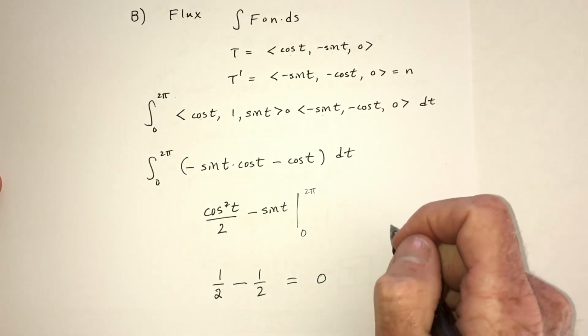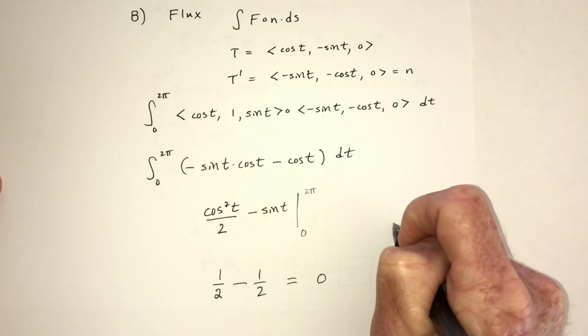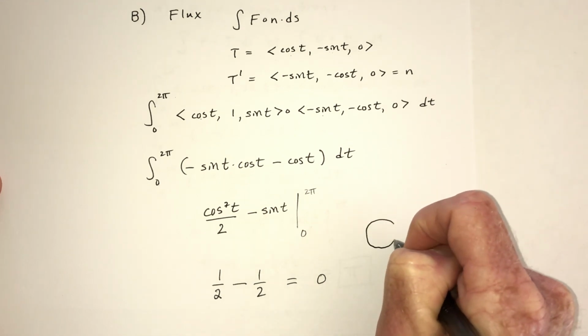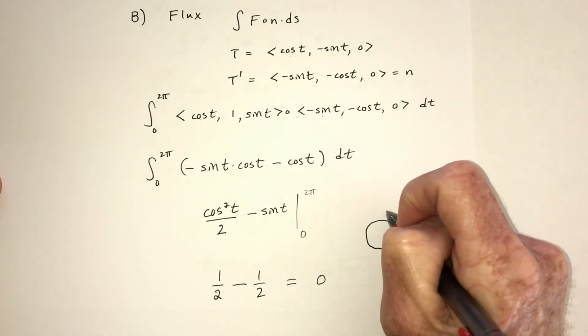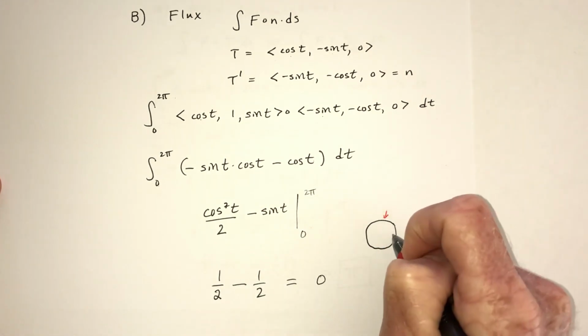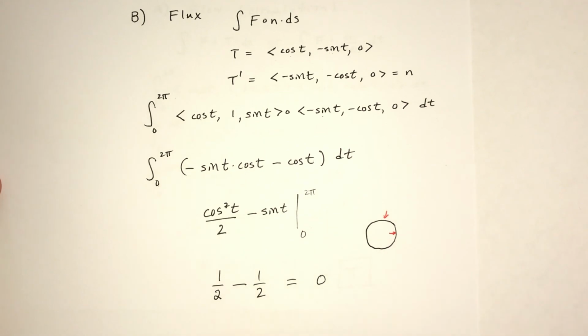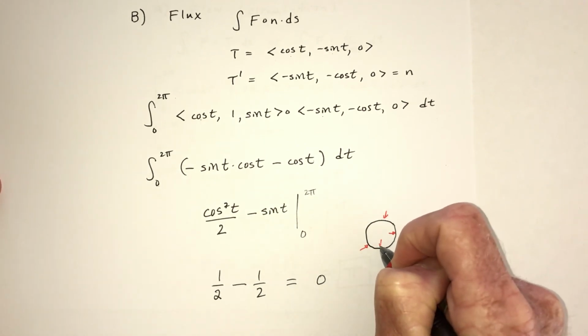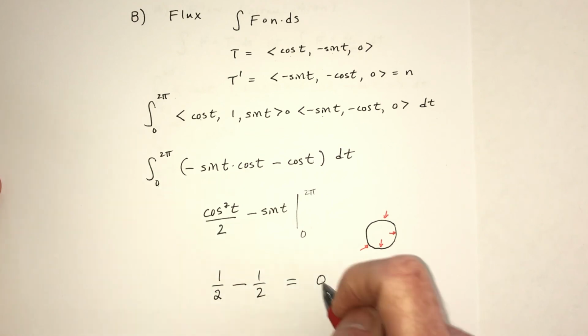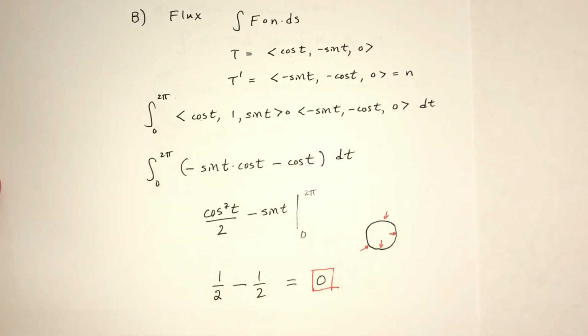Now what that means is you're going around a circle of radius 1. And because of the function, then some water could be flowing in and some water could be flowing out. And basically, however much is flowing in, the same amount is flowing out. And so the total amount of flux is 0.